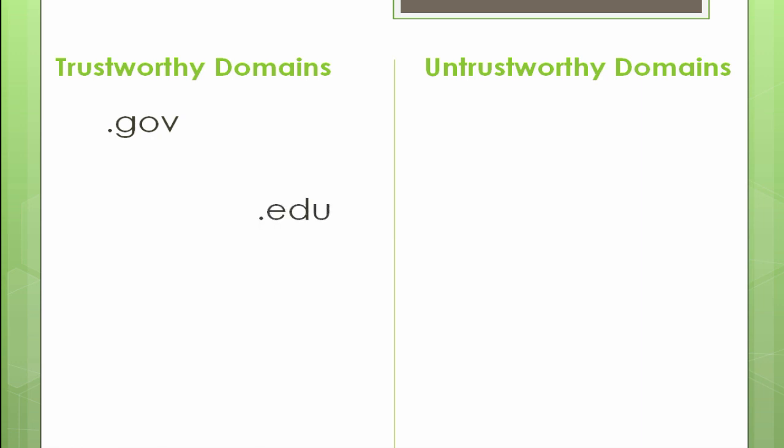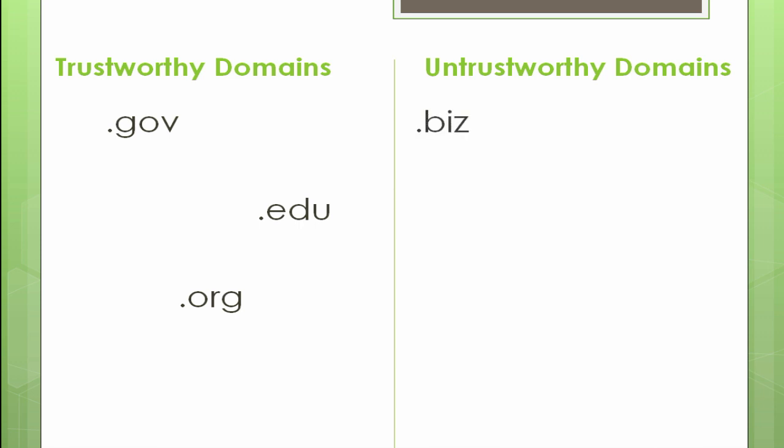Then we have our .edus, which are only educational organizations, and educational organizations usually are pretty trustworthy. Schools, universities, stuff like that. Again, they want to uphold their good reputation. And then we have our .orgs, which most of the time are just providing a service. .orgs, though, can be untrustworthy in that they can be like a hate organization or a radical group, and they're still not making a profit, but their information cannot be trusted.